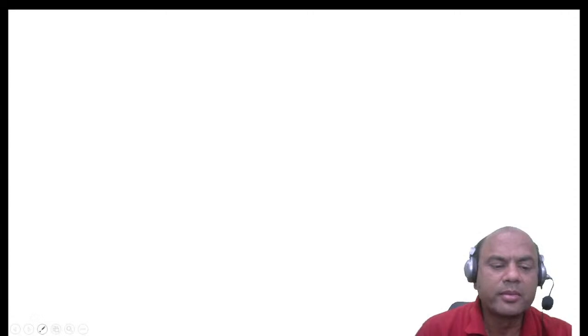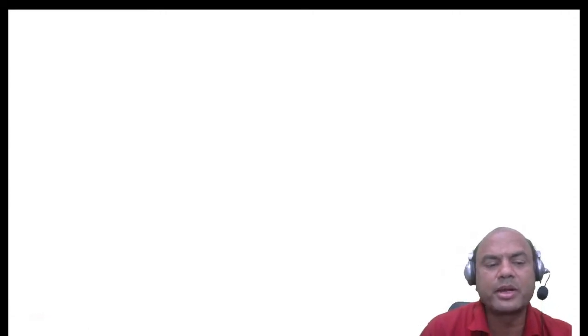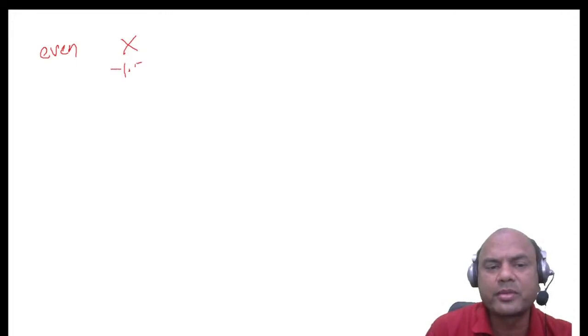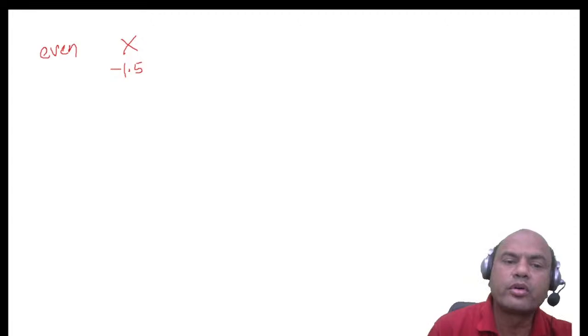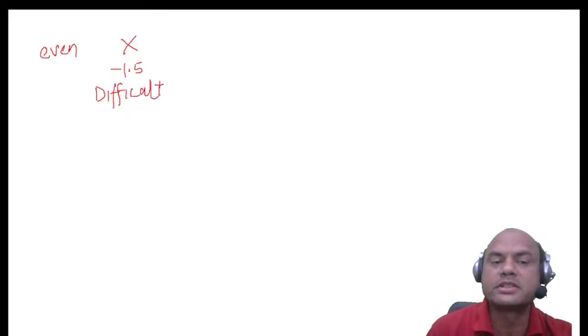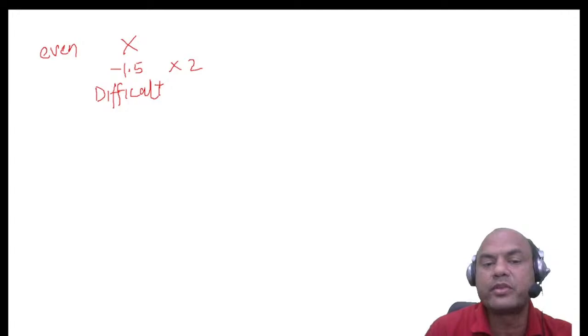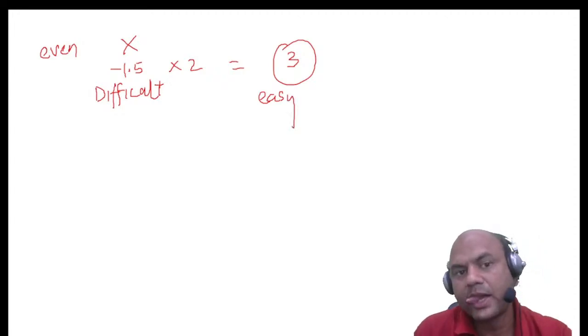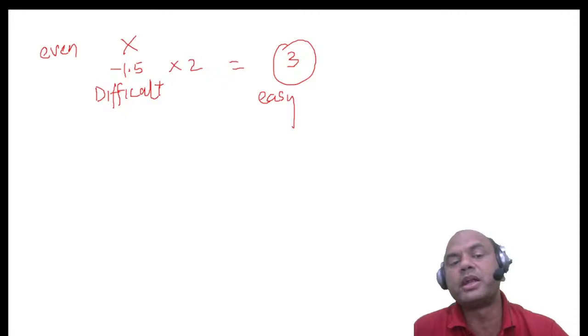What is the difficulty in it? The problem over here is, why do we multiply this by 2? Because whenever we have an even number of elements, the x values were like minus 1.5, something like this. It was in points. Whenever it is in points, it is very difficult to do the calculations. So if I multiply by 2, then 1.5 becomes 3. So now this is easy. And that's why we multiply this x by 2 whenever we have an even number of elements.